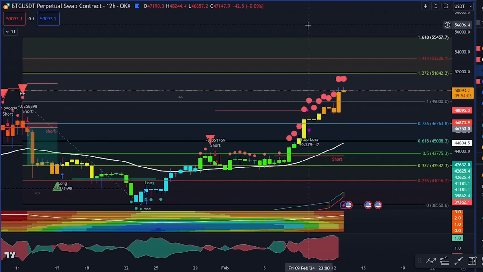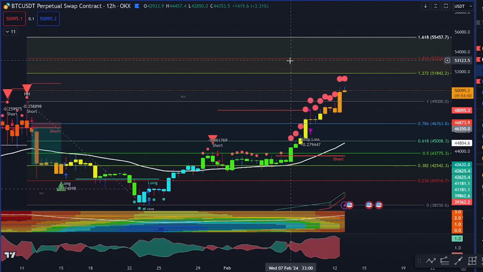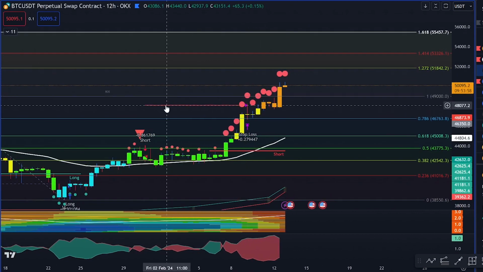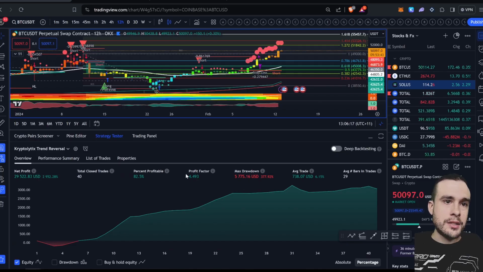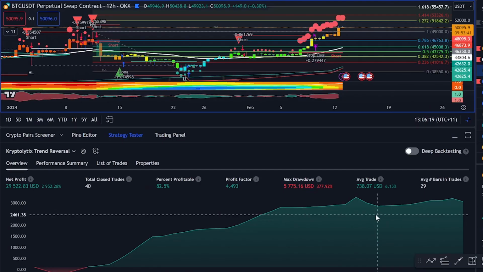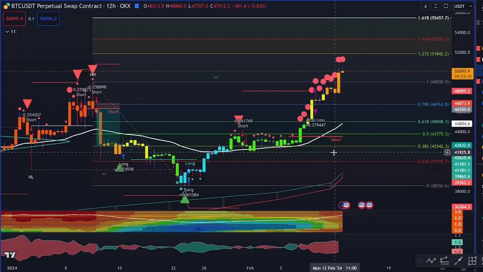So I'll just quickly cover the elephant in the room. That's that short that I took. Now that stopped out here, which is pretty high above, about 48K in all honesty. But this is a strategy that I've been using for well over a year now, and it's been 82% profitable. So it's generally pretty good, but you do get this drawdown that can happen, and I'm okay with that.